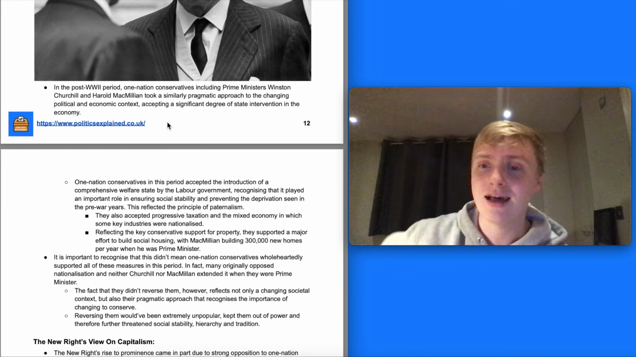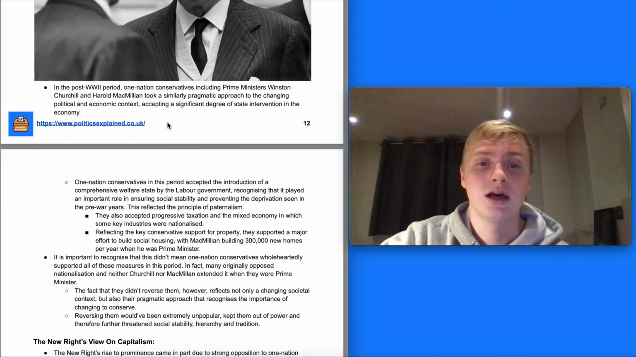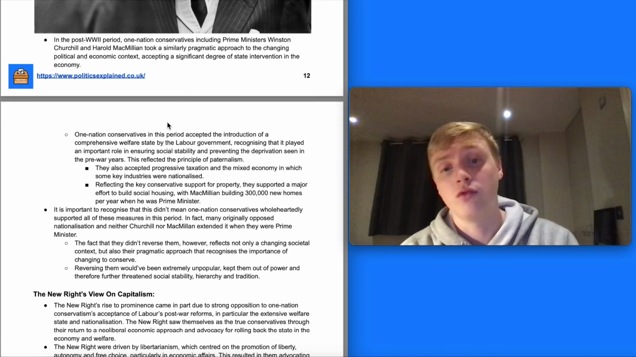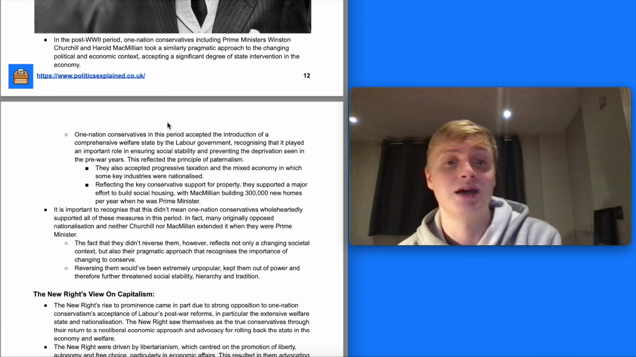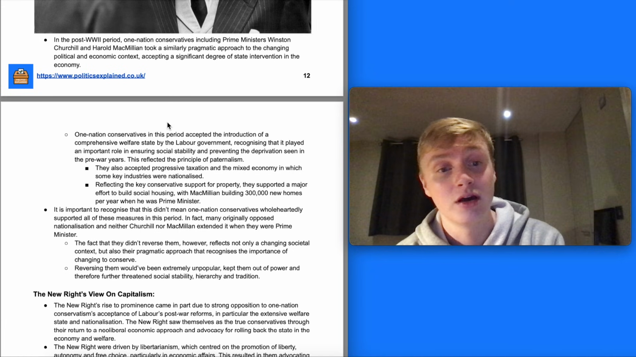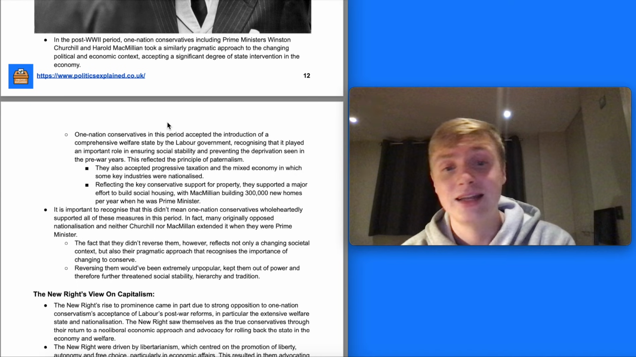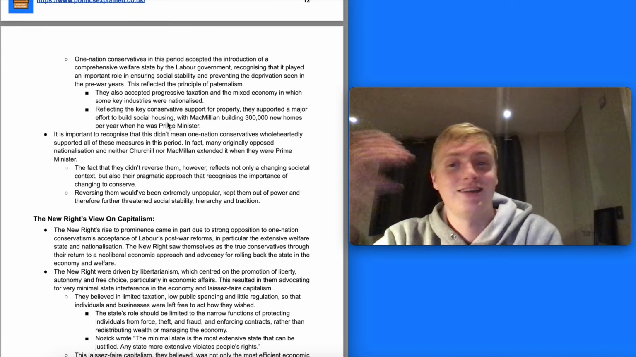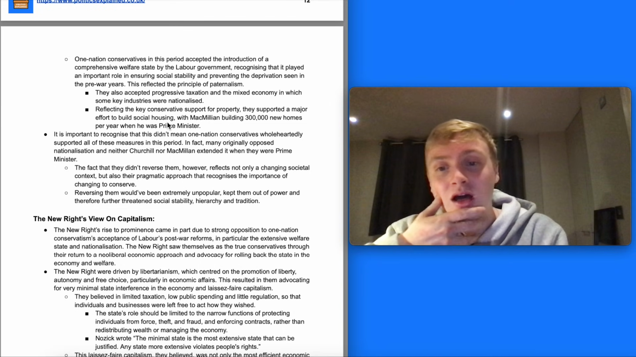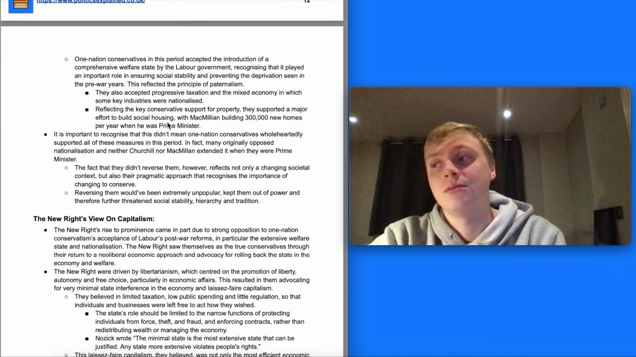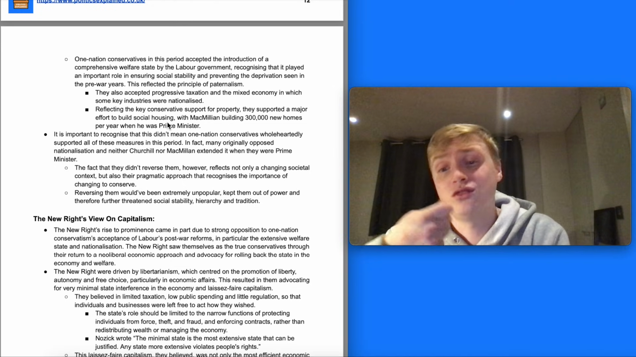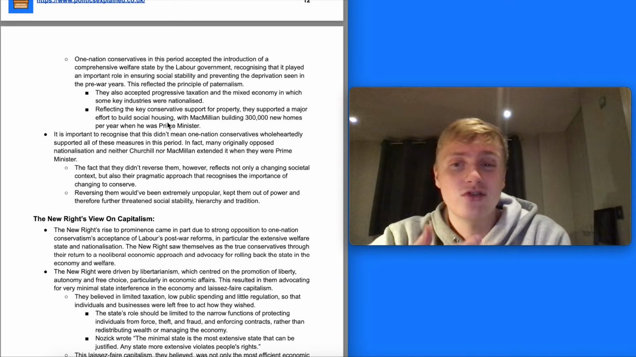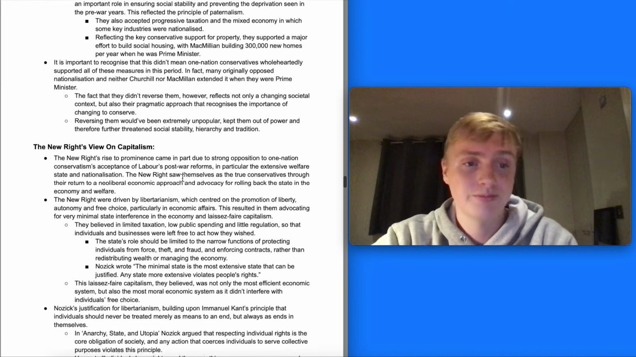And that can be really seen in their pragmatic approach, where they would accept some state intervention. It can also be seen in their real support for property building in the period. So Macmillan built around 300,000 homes per year when he was Prime Minister. And as I say in the end, this doesn't mean that One Nation Conservatives in this period supported nationalisation or much greater state intervention, but it's a recognition of their support for capitalism, and their understanding of economics and society and all of their views as a whole is based on this pragmatic approach and the need to change in order to conserve.